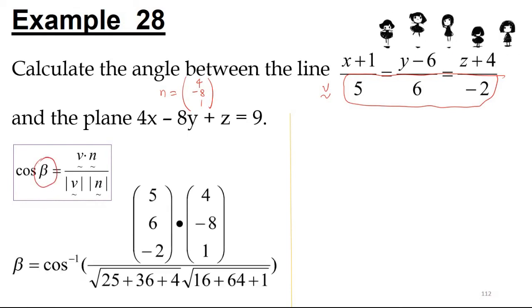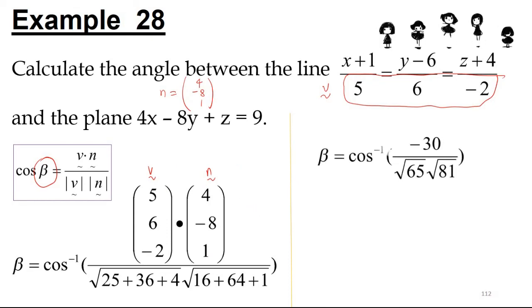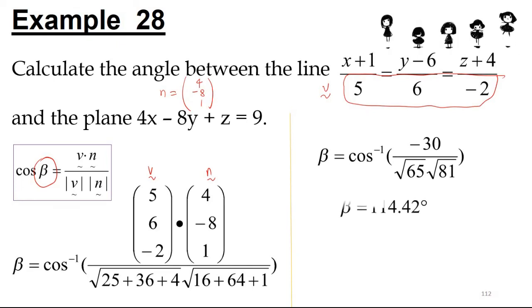So, beta awak akan dapat, kalau kat sini tengok dekat atas ni lah, 5, 6, negative 2 is the V for line. And then 4, negative 8, 1 is the normal for plane. So V dot N divide dengan magnitude V, magnitude N. So, V punya magnitude 5 square plus 6 square plus negative 2 square. And then untuk normal 4 square plus negative 8 square plus 1 square. So kira this one. Sepatutnya lah you will get beta is equal to this one.